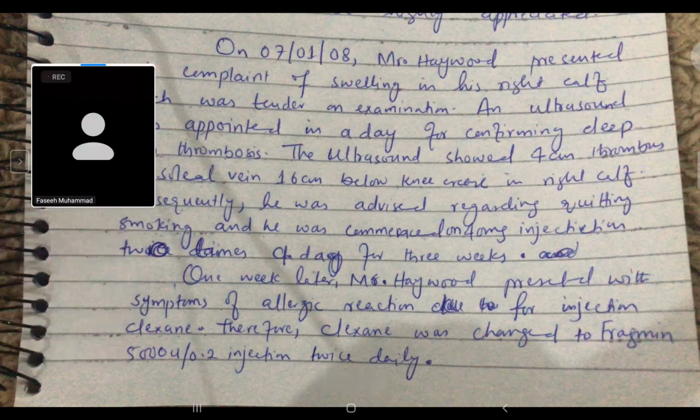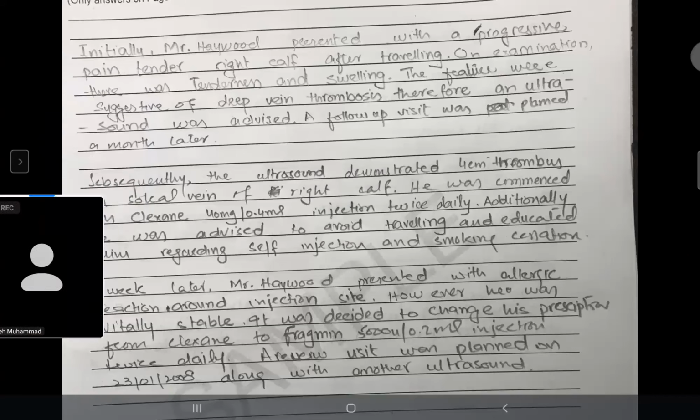Okay, is that clear? Therefore, Clexane was changed to Fragmin twice daily. This is good. You have not written about the smoking, right? Also, there is one more thing you haven't written about, the follow-up, but this is good because you have read the whole letter and you understand that it's not to be written, or maybe you have forgotten it.